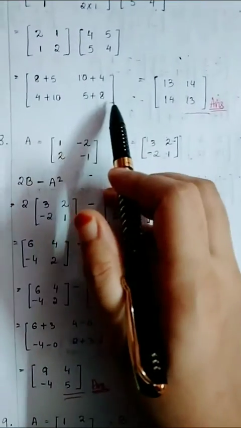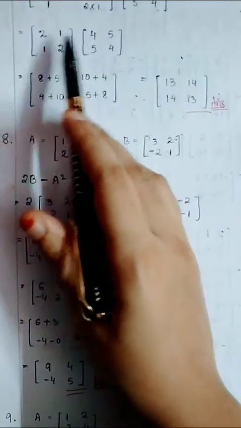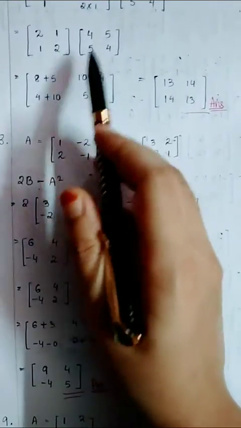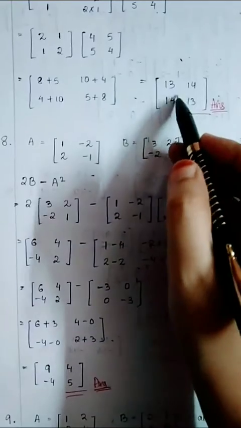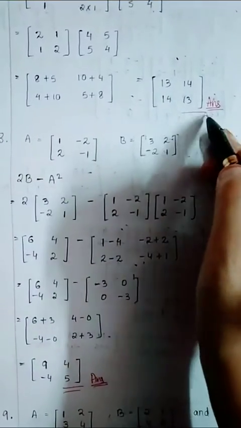When we multiply both the matrices again like that, 4 2s are 8, 1 5s are 5, like that we'll do all. So we are getting the answer 13 14 14 13. So this is your answer.